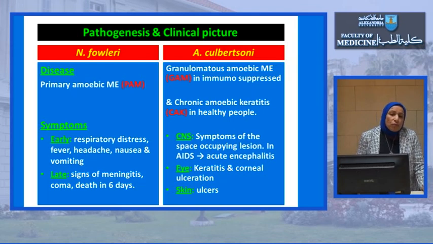So, the symptoms of primary amoebic meningitis simulate the symptoms of meningitis, starting early with prodroma in the form of respiratory distress, fever, headache, nausea, and vomiting. Late manifestations of meningitis are neck rigidity, coma, and death in about 6 days. While the central nervous system manifestation caused by Acanthamoeba infection simulates the symptoms of a space-occupying lesion. But in AIDS, it will give acute encephalitis manifestation. In the eye, keratitis and corneal ulceration, while in the skin, ulcers will be formed.